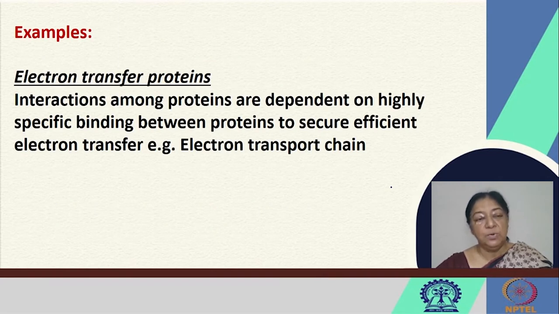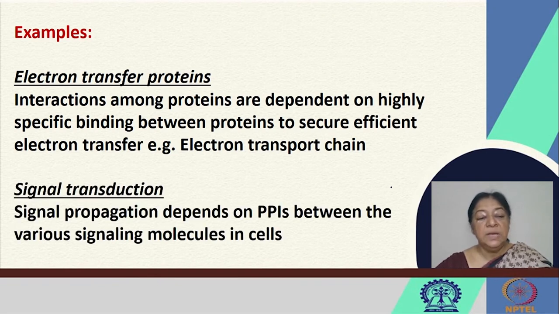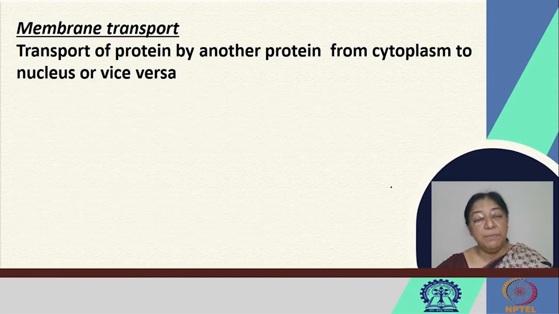The examples that we have studied in the process of this course are, for example, electron transfer proteins. Here, the interactions among the proteins depend on a highly specific binding between the proteins so that there is efficient electron transfer in the electron transport chain that we have looked at previously. For signal transduction, where we need signal propagation, this also depends highly on the protein-protein interactions between the various signaling molecules in the cells. In addition, we have membrane transport, the transport of proteins by another protein from the cytoplasm to the nucleus, or vice versa, where a specific integral membrane protein or a peripheral membrane protein would take part in this type of transport.